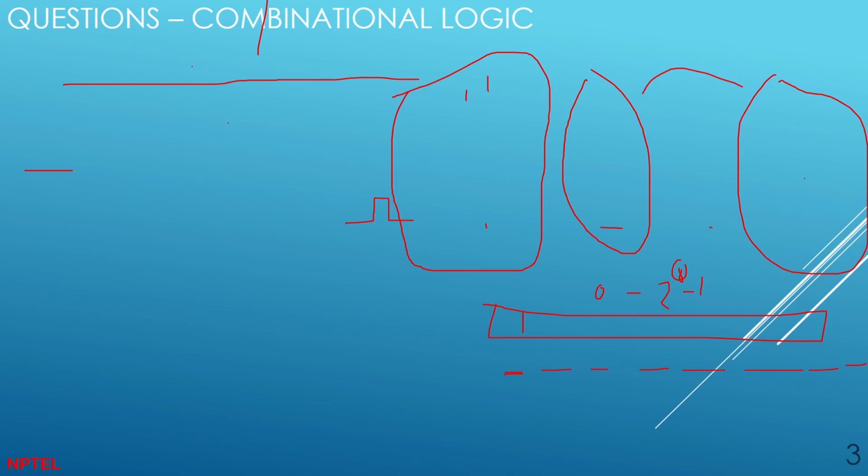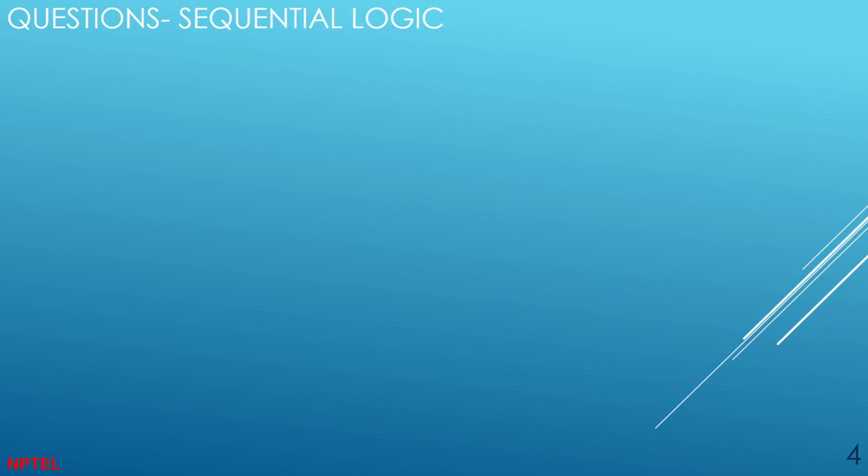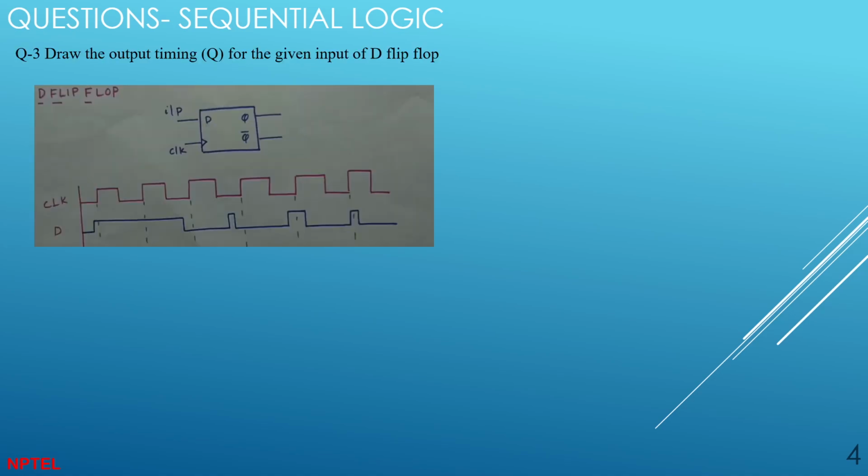Now I will talk about sequential logic gates. These are the D flip flops. I will talk about D flip flops, which are a type of flip flop, and these are edge triggered, going from a lower edge to a rising edge.